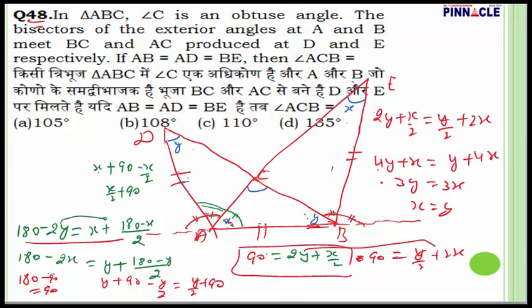Now you can put in any equation. That is, if x is equal to y, then we will have 2y plus y by 2. I am here putting x is equal to y. Then 2y plus y by 2 would be equal to 2.5y. That is 5 by 2 y, which is equal to 90 degree. y would be equal to then, y would be 36.